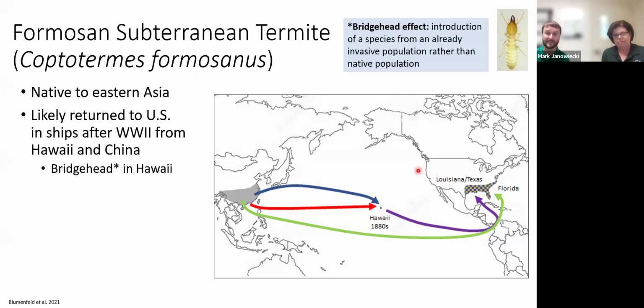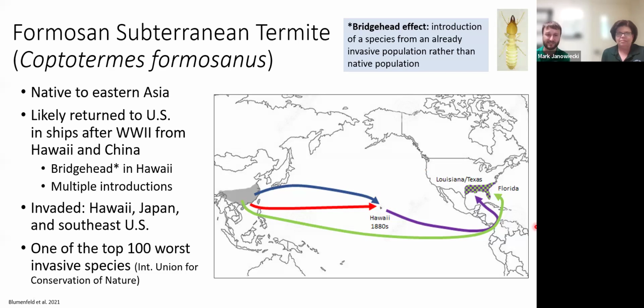At some point, there was also a second introduction from mainland China and somewhere further east, like Florida, and these blended together and were spread all across the United States to make the population we have now. It's also invaded Hawaii, Japan, and the southeastern US. So because of this kind of genetic mixing, it's able to get past that bottleneck effect and is really one of the top 100 worst invasive species. This bridgehead effect is very common in invasive species, with things like fire ants.